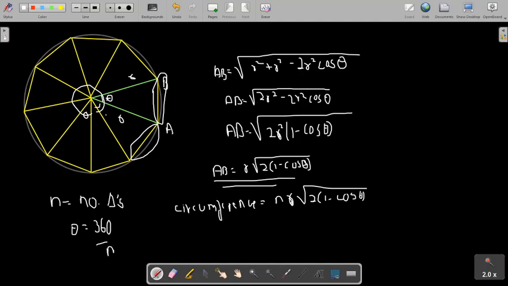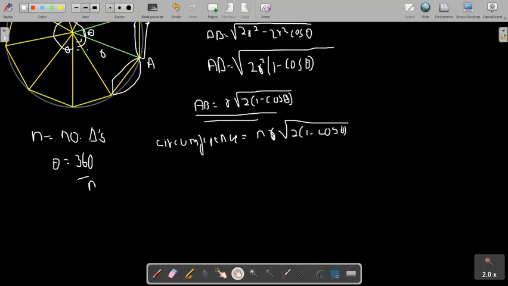So this angle will be the same as theta, that is 360 upon n, and all the angles will sum up to 360. So we could replace this theta with 360 upon n, and we would get n times r times the root of 2 multiplied by 1 minus cosine of 360 divided by n.